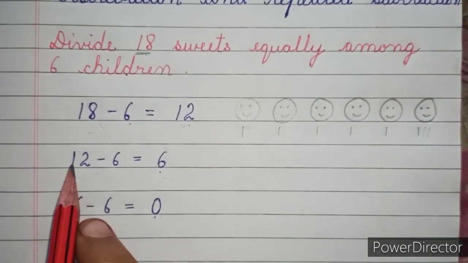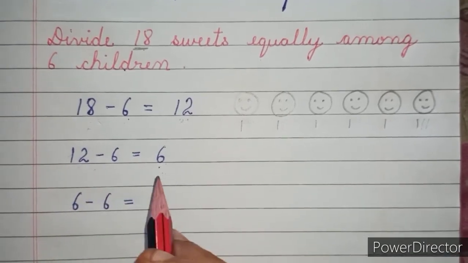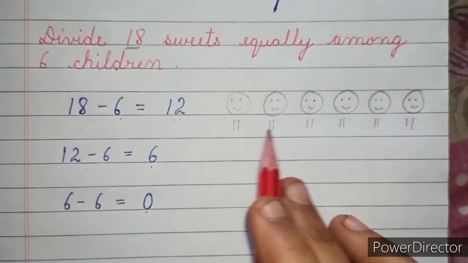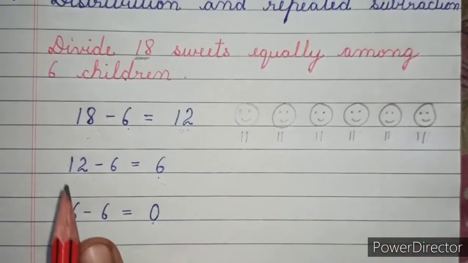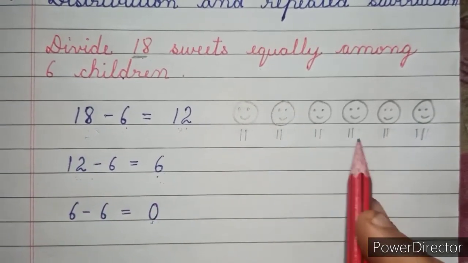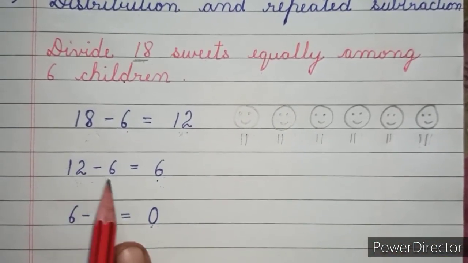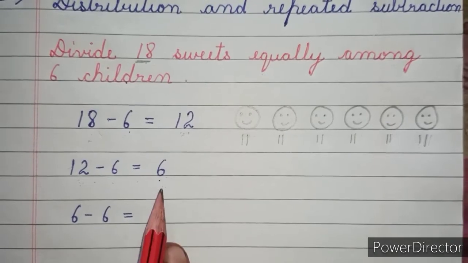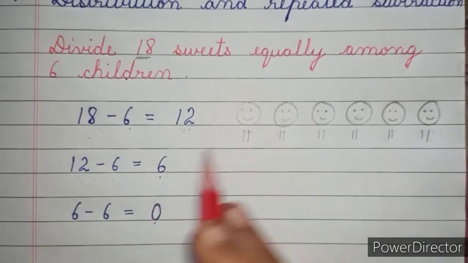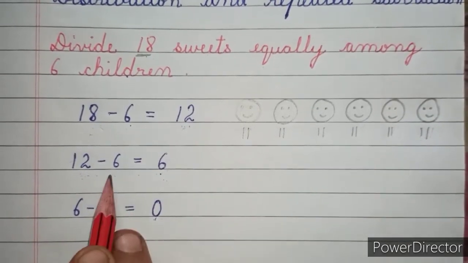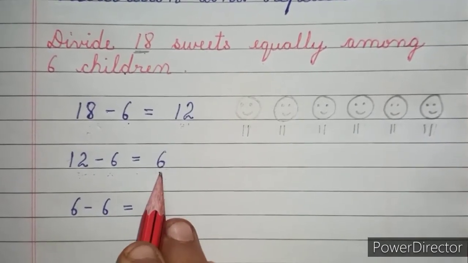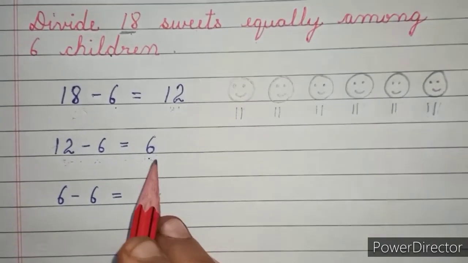Now we have 12 sweets. When we gave one more sweet to each child, we have 12 minus 6 is equal to 6. So we have 6 sweets left. Children, when we subtract 6 from 12, the answer is 6. So we have 6 sweets left. Clear?